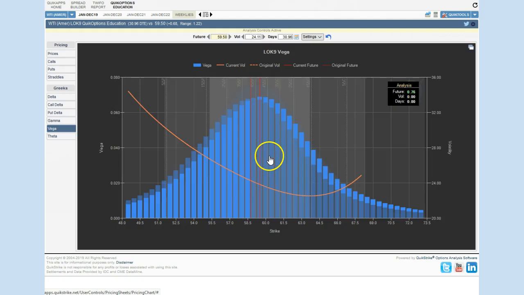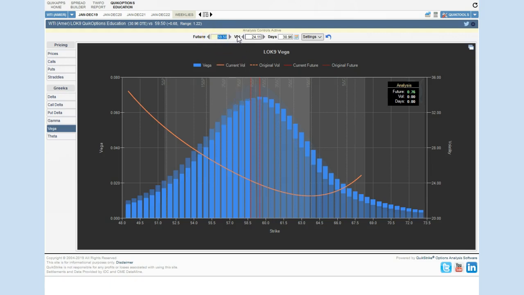So futures move. We're going to see some changes. We move away from strikes. We move toward. So we didn't see much of a magnitude change in the overall height, but we see the shift: the Vega gets pushed more into the strikes where we're moving toward, and less from where we're moving away.